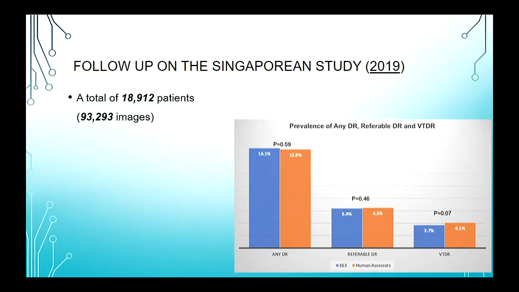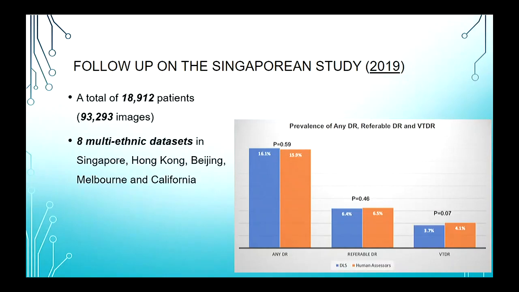They reran the program, used 18,000 new patients, 19,000 new patients, in 8 different centers, again, around the world, and used it to detect 3 degrees of diabetic retinopathy. And as you can see on the plot, every time the machine matched the human. Every time. And by the way, they used 17 different human graders. So out of the 17, the machine matched all of them on a large multi-ethnic data set.